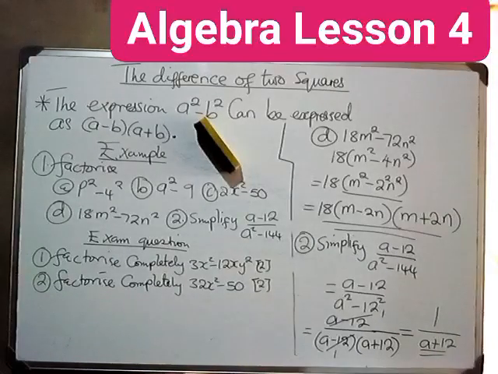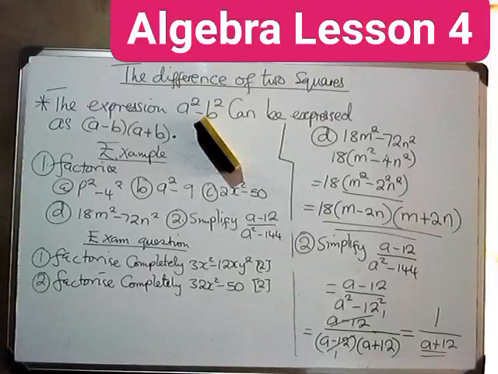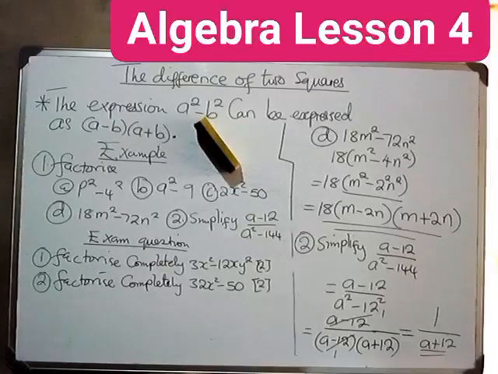And we now have exam questions, question number 1 and question number 2. Both of them are under factorization, and they are also under the difference of two squares. So you try them and send the solution.